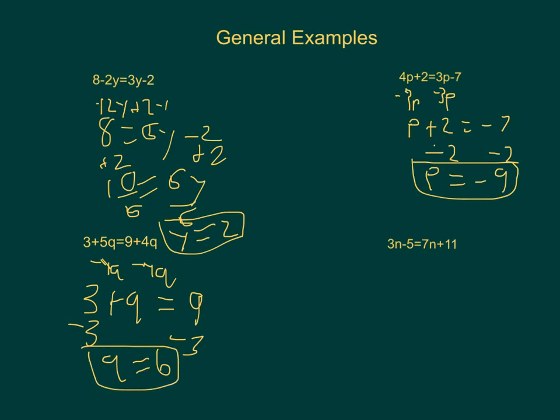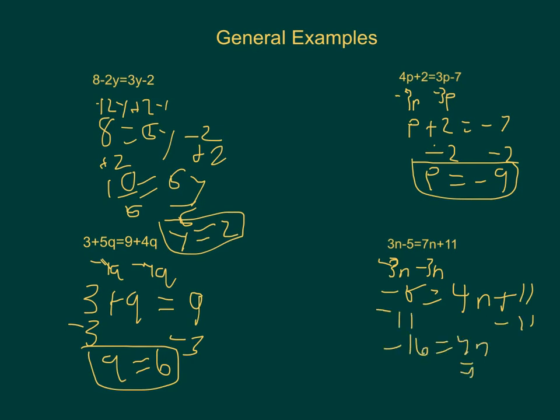And for the last one here, you would subtract 3n on both sides to get rid of one of the variables. Then you would have negative 5 equals 4n plus 11. Then you would minus 11 on both sides. That would be negative 16 equals 4n. You would divide by 4. And you would have negative 4 equals n as your final answer.